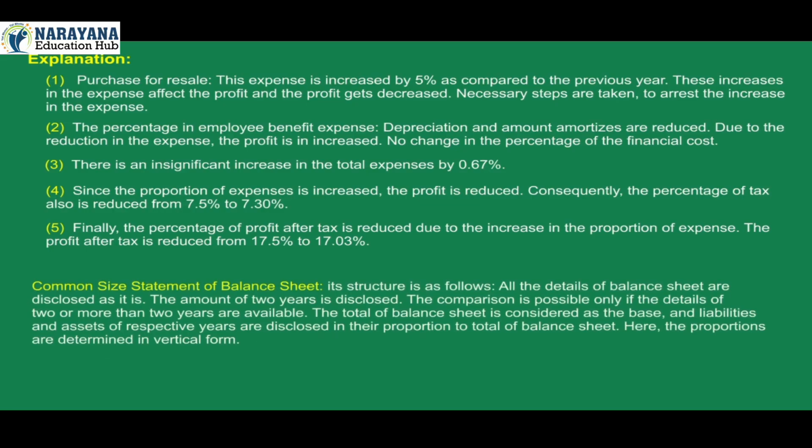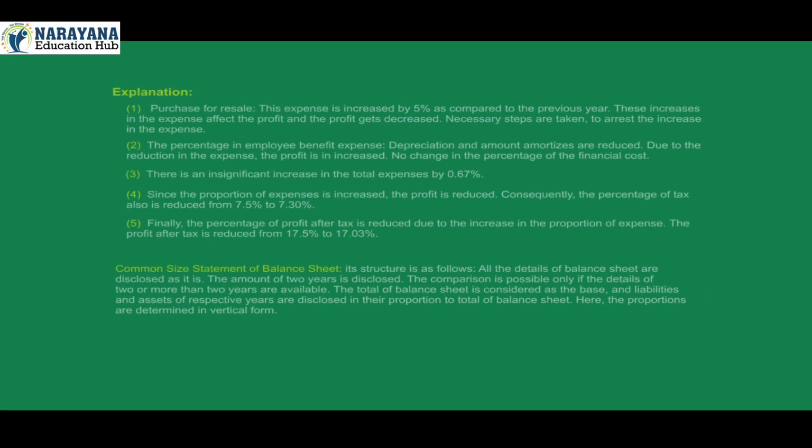Common size statement of balance sheet. Its structure is as follows. All the details of the balance sheet are disclosed as they are. The amounts of 2 years are disclosed. The comparison is possible only if the details of 2 or more years are available. The total of the balance sheet is considered as the base. The liabilities and assets of respective years are disclosed in their proportion to the total of the balance sheet. Here, the proportions are determined in vertical form.